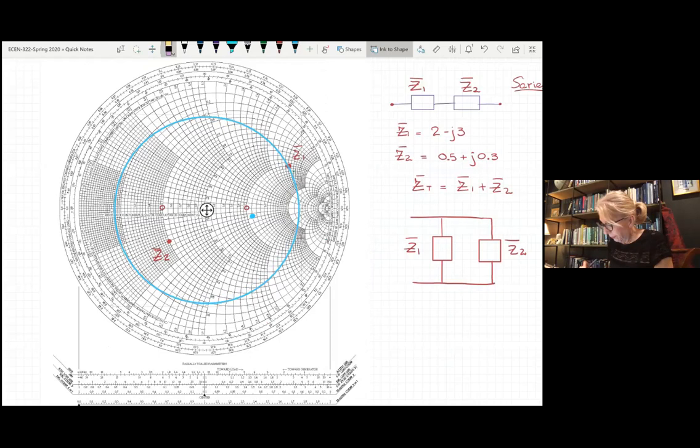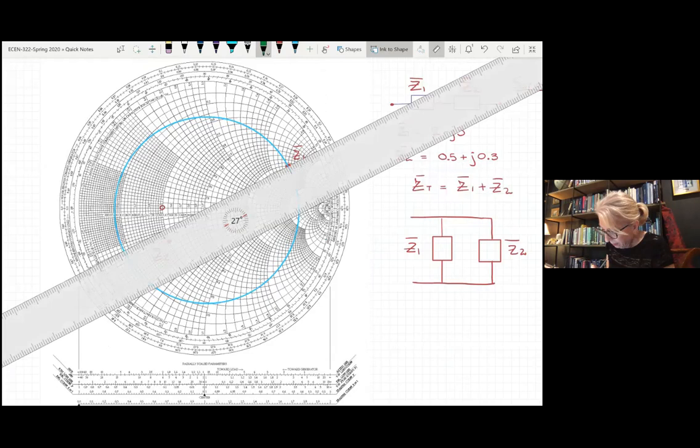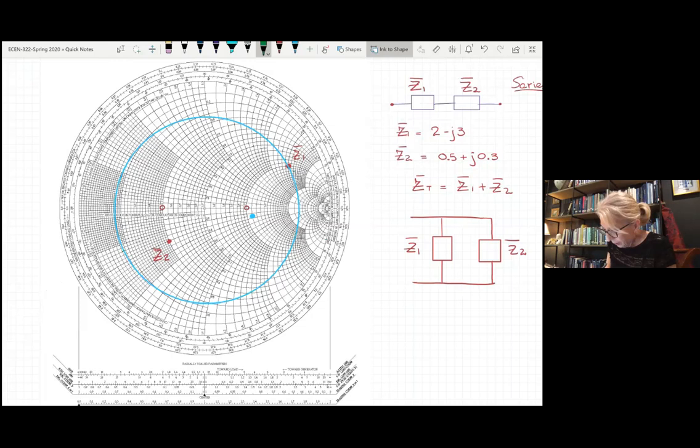Now, I will get the anti-diametric point, which is this one, and it's here, right there. And what is that? This is the Y1 normalized. So I changed this one to Y1.